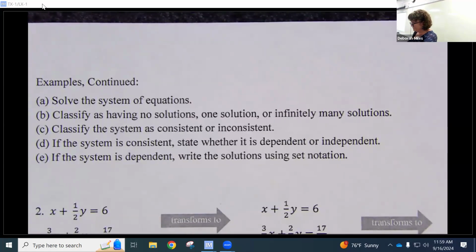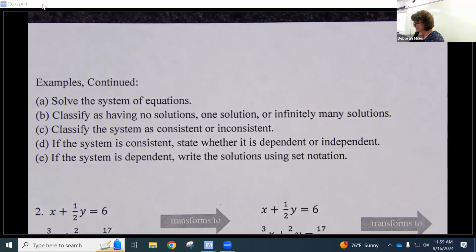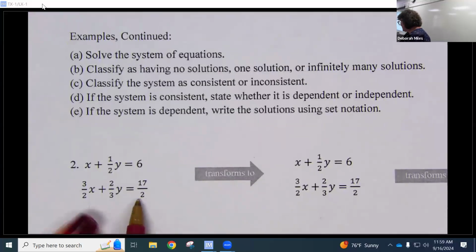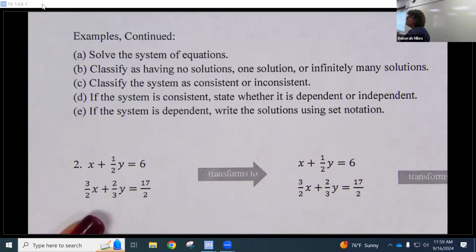Not yet. All right. First thing I think when I look at my second example, example 2, I did a lot of typing this summer. First thing I think is, man, I wish I didn't have all those fractions. Yeah, that looks horrible to me. But I know how to get rid of fractions in an equation.